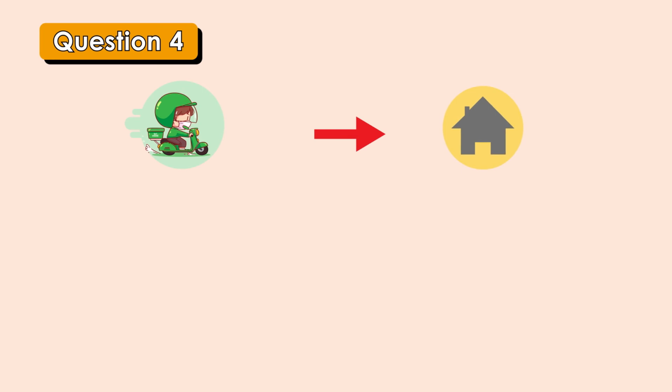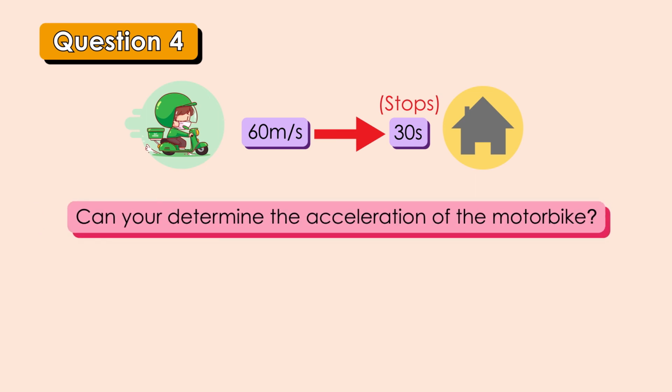Let's do a quick check with the following question. A Grab food rider was riding a motorbike from a restaurant to a customer's home at a constant rate of 60 meters per second. Upon reaching the customer's home, he applies the brakes and the motorbike moves slower at a uniform rate until it stops in 30 seconds. Can you determine the acceleration of the motorbike?